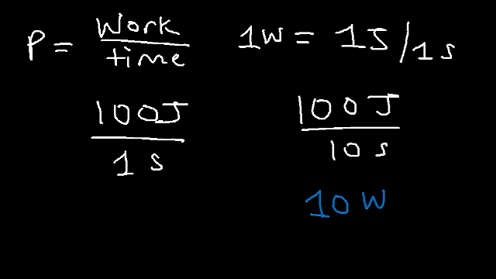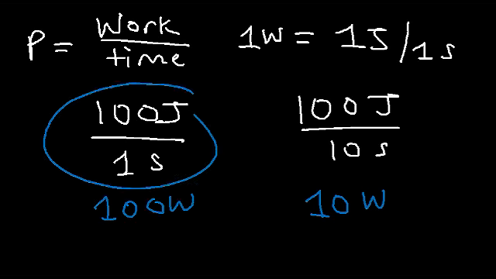The power is 10 watts. The other one, it's 100 watts. This system can transfer energy at a much faster rate. It can get the job done in 1 second as opposed to 10 seconds. So as you can see, power represents the rate of energy transferred, like how fast energy is being transferred. So power is the rate of change of energy per unit time.